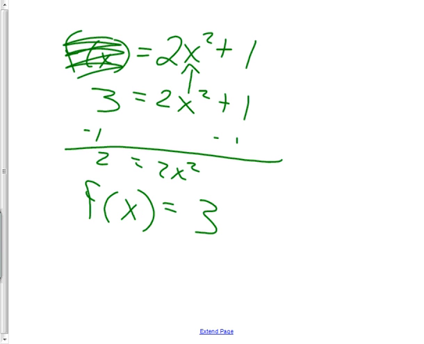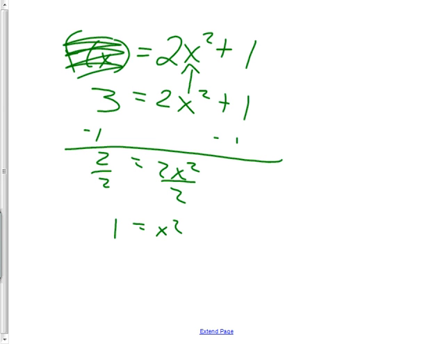So 2 equals 2x squared. That's easy. And I guess divide by 2. So divide by 2, divide by 2. And 1 equals x squared. So x has to equal 1. What's so twisty about that?